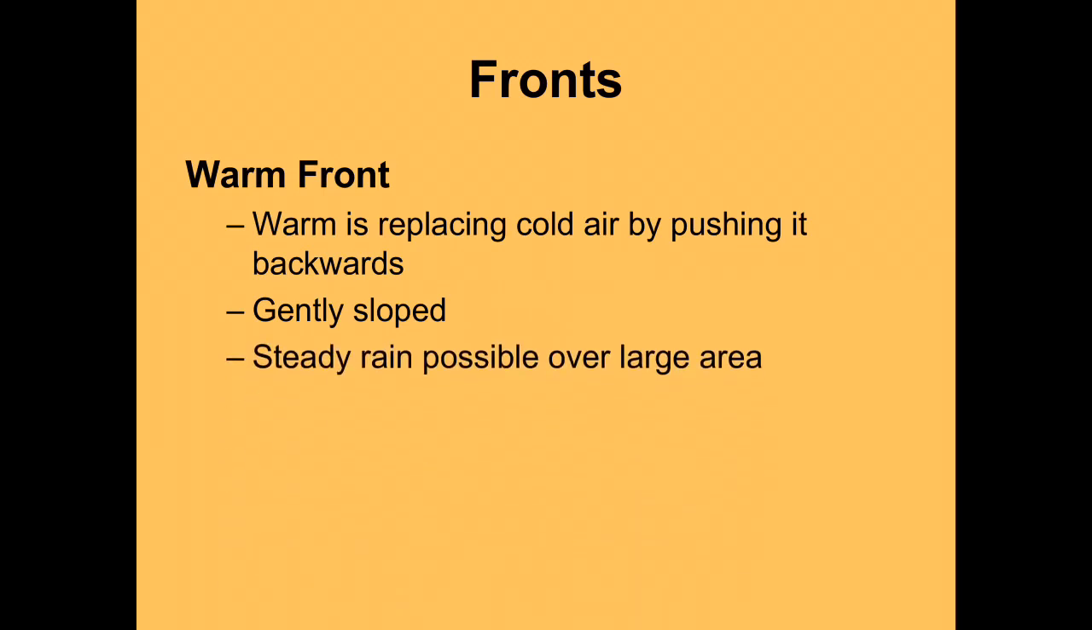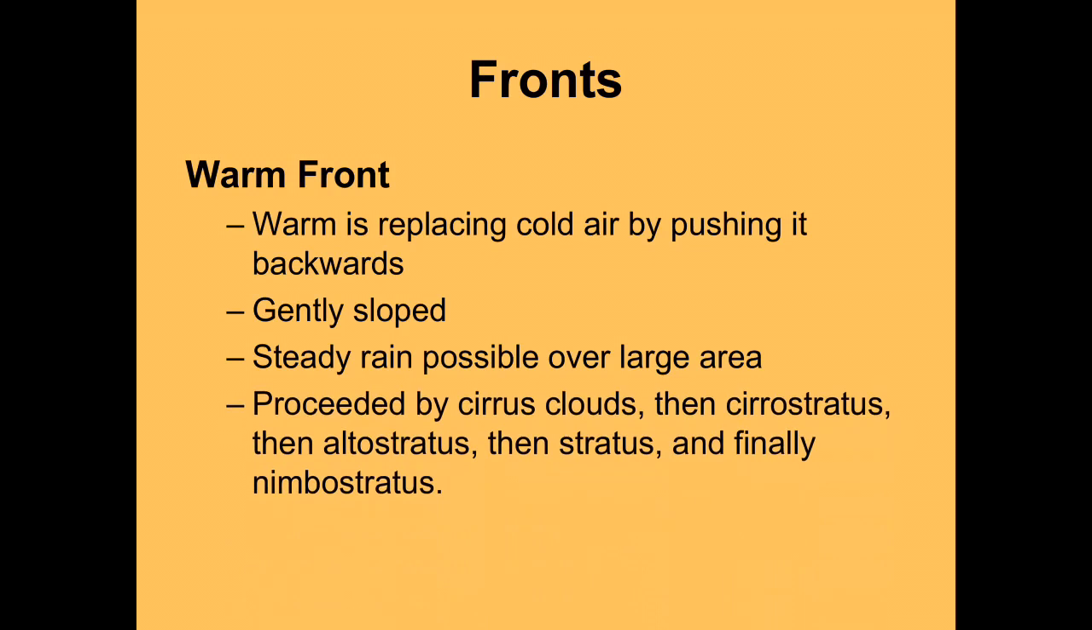These kind of produce steady rain over a large area, so you may have a few days of rain, gray skies. It's preceded by cirrus clouds, then cirrostratus, then altostratus, then stratus, and finally nimbostratus. Again, the warm air is rushing into the cold, but it's pushed up above the cold, which is more dense, to the highest parts of the atmosphere. And those layers of clouds will slowly lower down to the point where precipitation forms. Again, they're slow moving because they're just less dense.